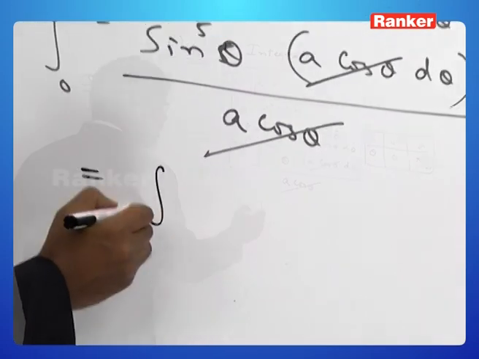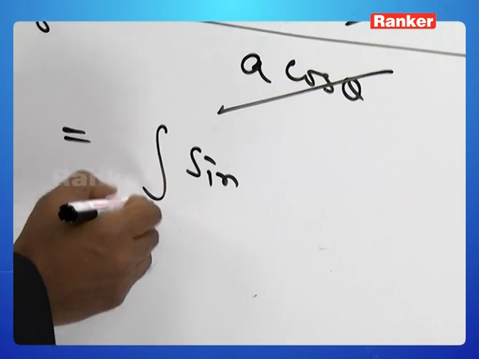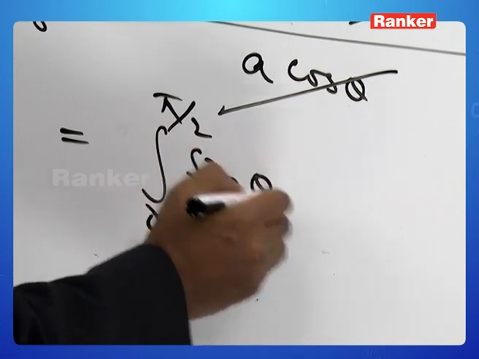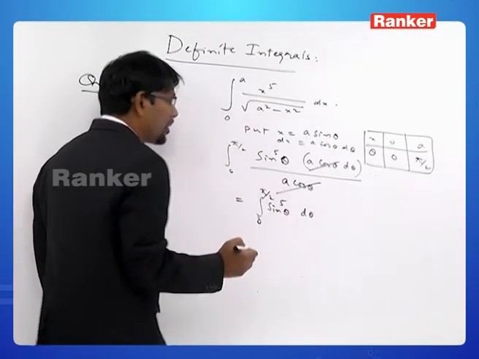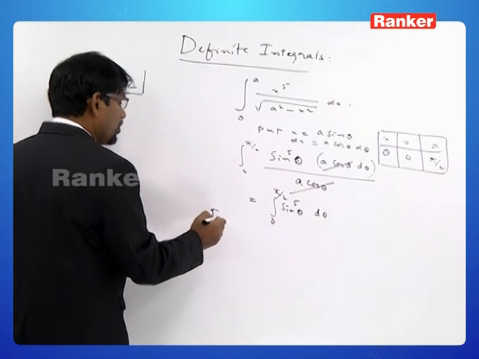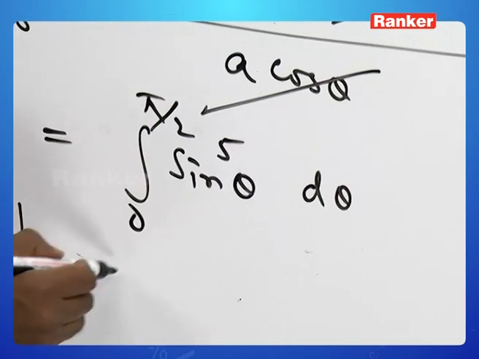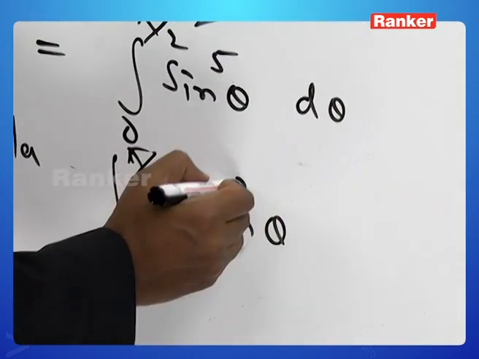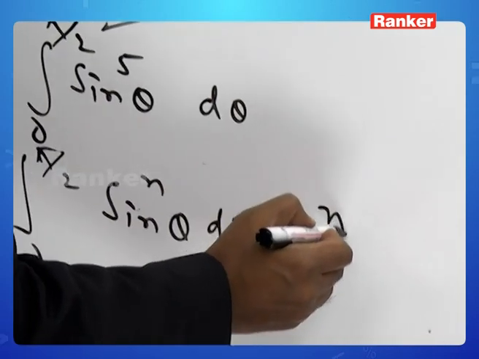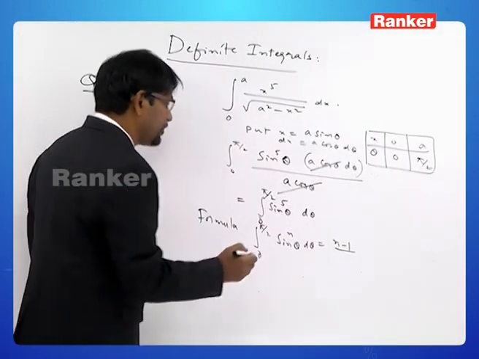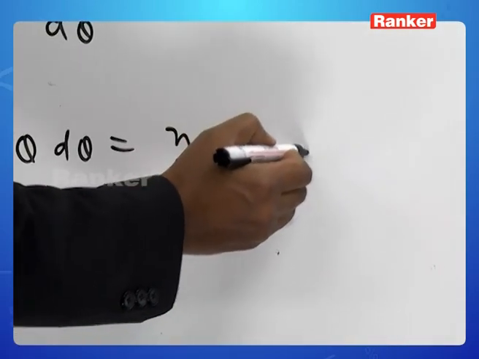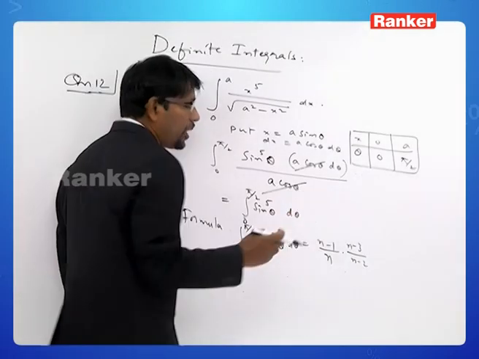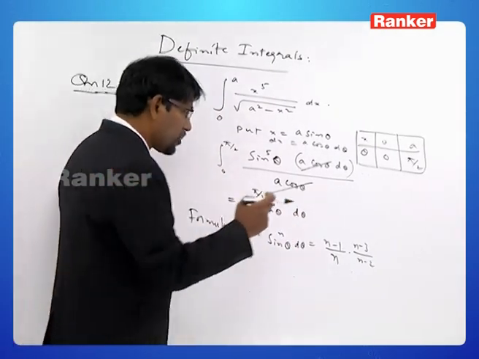So now it is in the standard integral, integral 0 to pi by 2 of sin theta raised to the power 5 d theta. We have a formula. The formula goes like this: integral 0 to pi by 2 of sin theta raised to the power n d theta is n minus 1 by n into n minus 3 by n minus 2. That is, numerator is decremented by 2 and denominator is also decremented by 2.